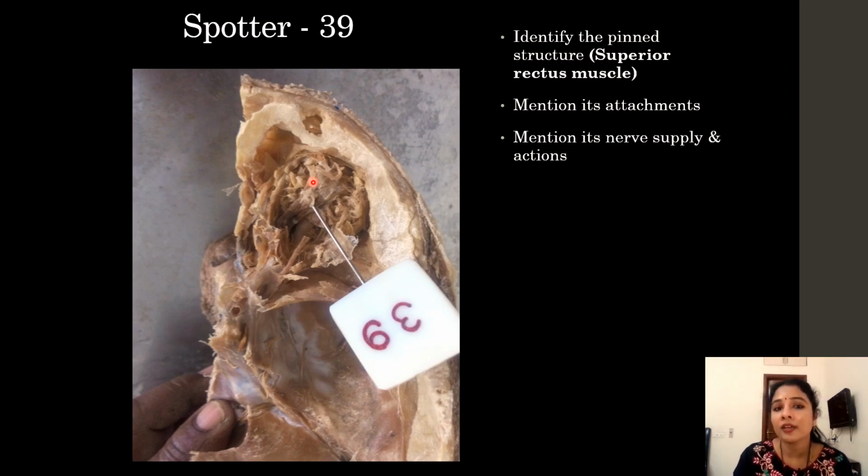Nerve supply: superior rectus is supplied by oculomotor nerve, and the actions of superior rectus, superior rectus helps in elevation, adduction of the eye and medial rotation of the eye.